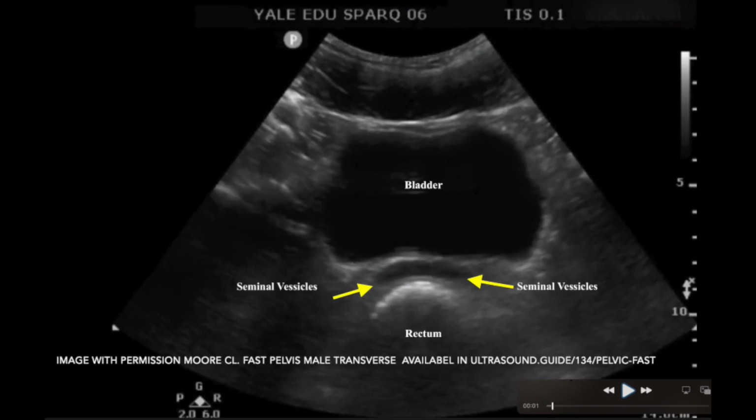So the seminal vesicles are an important structure to be aware of when teaching students to scan the bladder for the FAST exam. They can be a real mimic of fluid, so it's important to be able to recognize what normal seminal vesicles look like. They're very, very hypoechoic, almost anechoic, and it can be a pitfall that the students might think that there's fluid here when it's actually a normal anatomical structure.